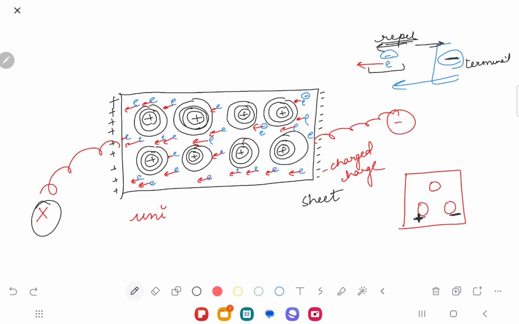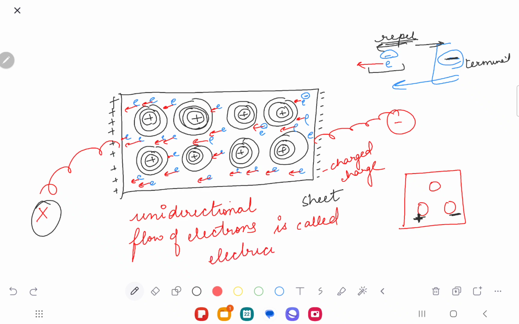This unidirectional flow of electrons is called electricity or electric current. You understand my point? Yes. So this is basically going to make the electric current. When we are talking about the electric current, what exactly does that mean? The unidirectional flow of electrons is called the electric current.